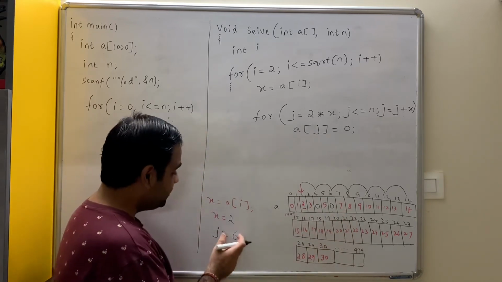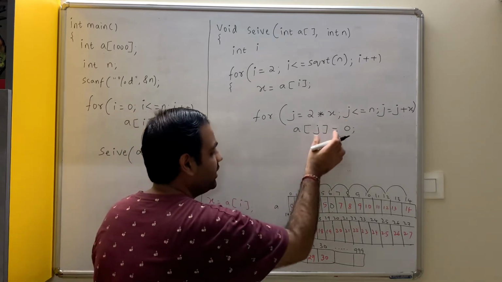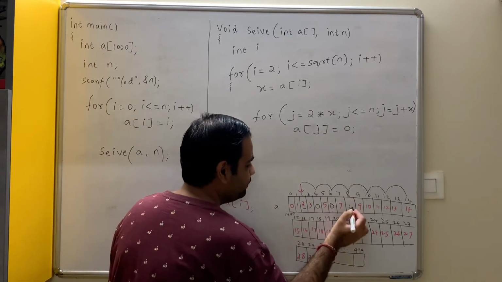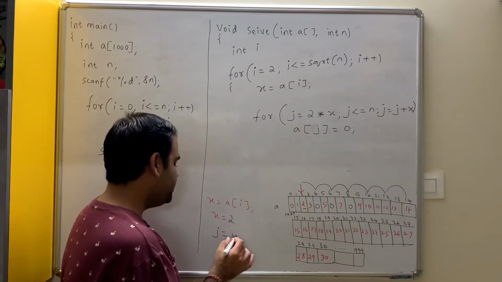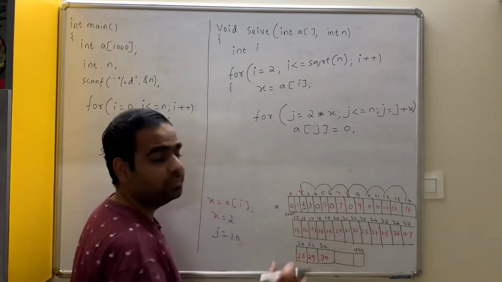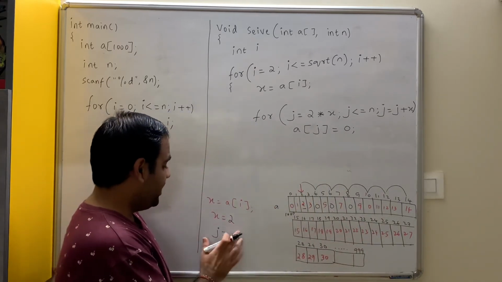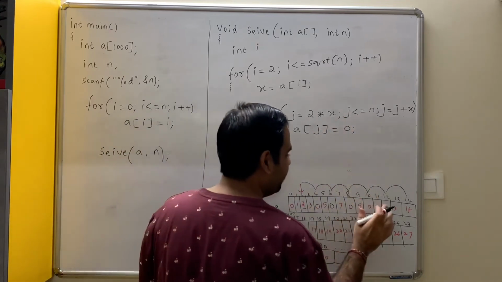Again you say j is j plus 2. 6 plus 2 is 8. 8 less than or equal to 30 is true. A of 8 is 0. J is equal to j plus x, which is 10. 10 less than or equal to 30 is true. A of 10 is equal to 0. Again, j plus x, 10 plus 2 is 12. 12 less than or equal to 30 is true. A of 12 is equal to 0.